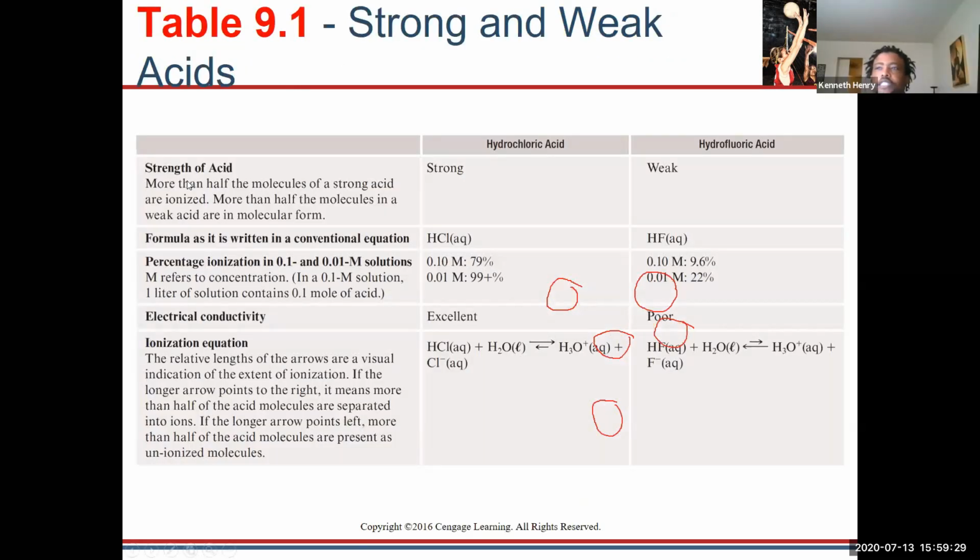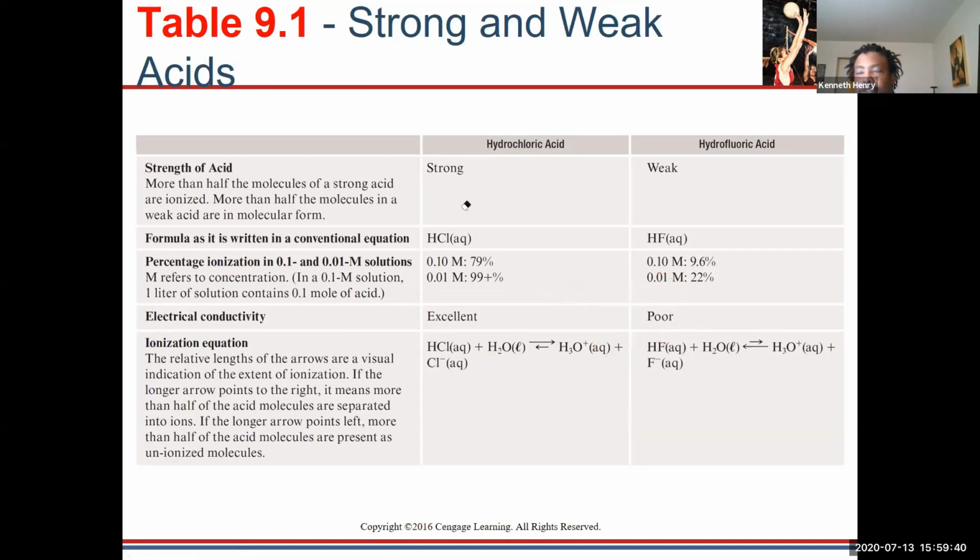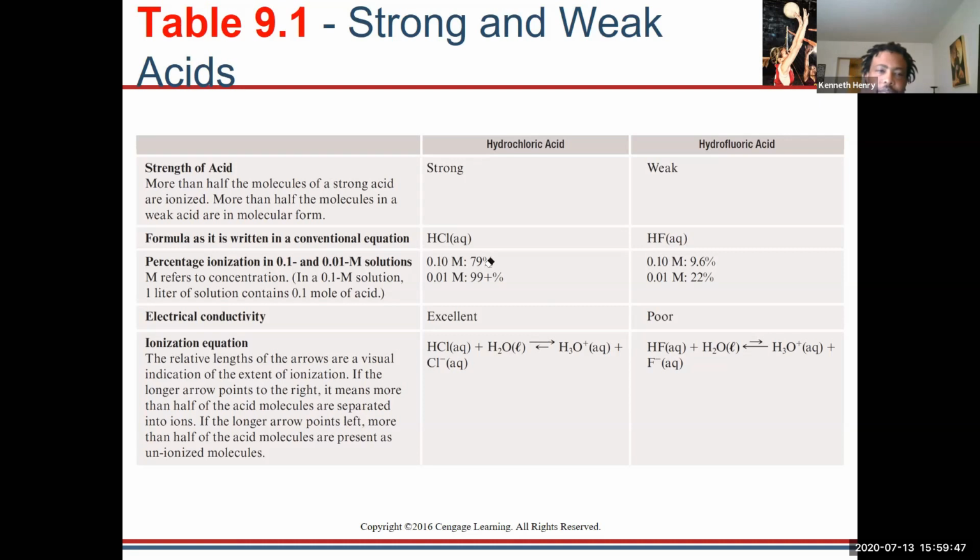Okay, so this is basically telling you everything that I just told you, right? So hydrochloric acid is a strong acid. At 0.1 molar, you have 79% of it ionized, meaning that they're separated into their ions. At 0.01 molar, you have 99% of them separated into ions. So really good ionization going on there.